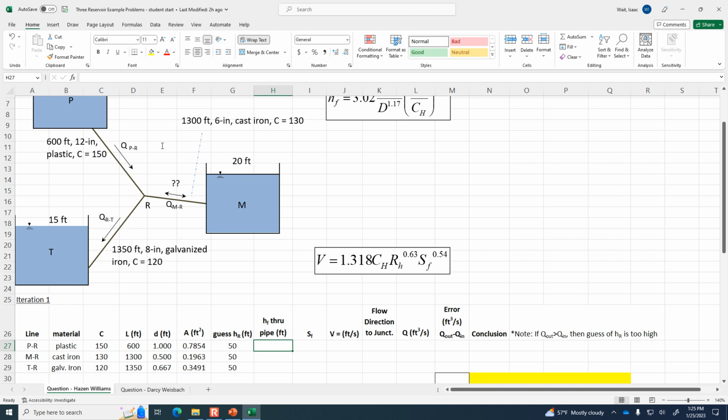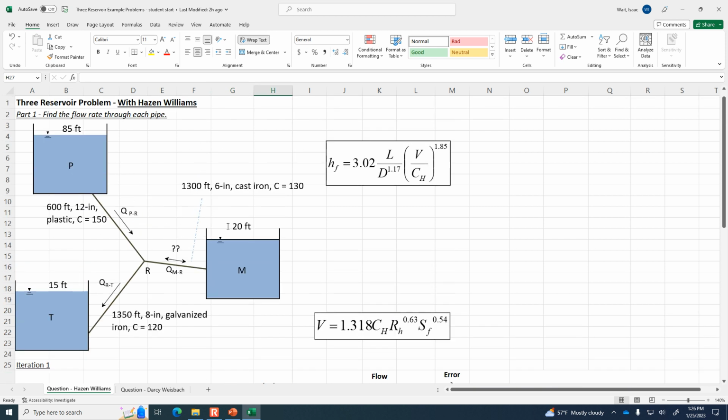Towards M and towards T. Good, you're exactly right. So over here, when we have in and out, in is if the water is coming into the junction. For example, as it's pictured here, PR is flowing into junction R. Because this arrow is going out of junction R, Q of RT is out. So we're going to keep track of the ins and the outs later on based on this initial guess.